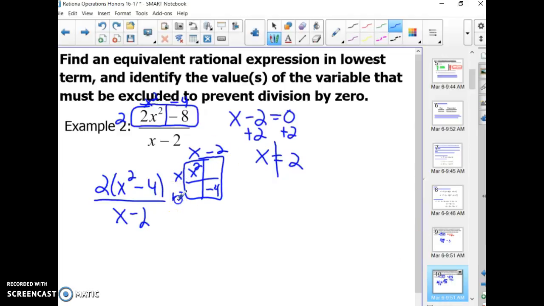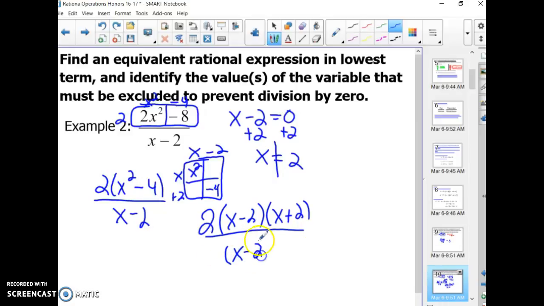Now if I rewrite that, 2 times x minus 2, x plus 2, all over x minus 2. I have to have the same thing in parentheses to cancel stuff out. Those go away, so I'm left with 2 times x plus 2.